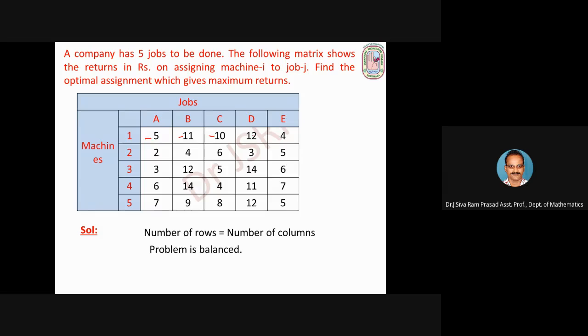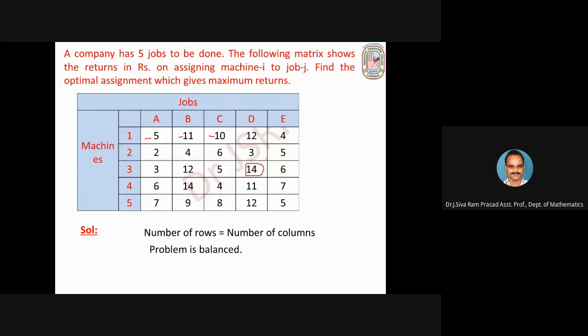So to solve this problem using Hungarian method, what is the assumption? Each entry should be non-negative. Suppose there is a negative entry, we have to convert it into a positive entry by adding some sufficient positive value. So in the entire matrix, what is the largest element? In the entire matrix, the largest element is 14.